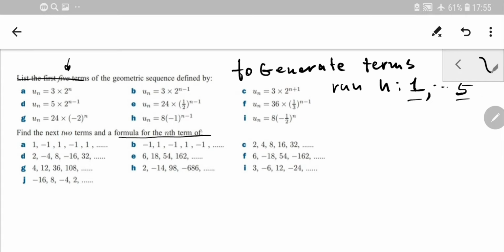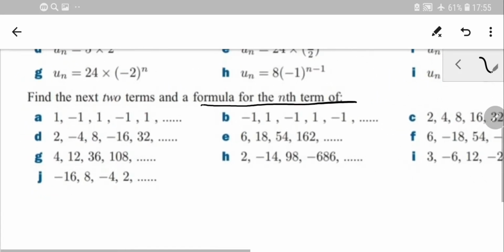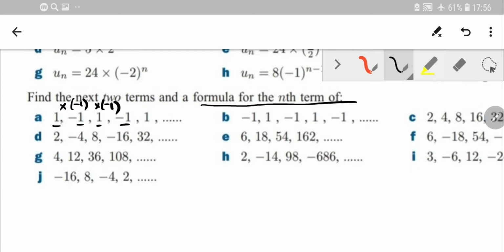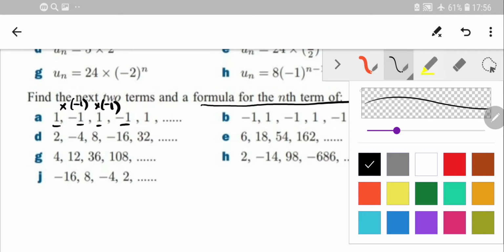All right, so we did plenty, and now we just switch to the formula for the nth term. So let's do it. 1, -1, 1, again -1. So here is the rule for how we arrive at the next term from the previous. We multiply by a negative number every time, and this negative number is -1.